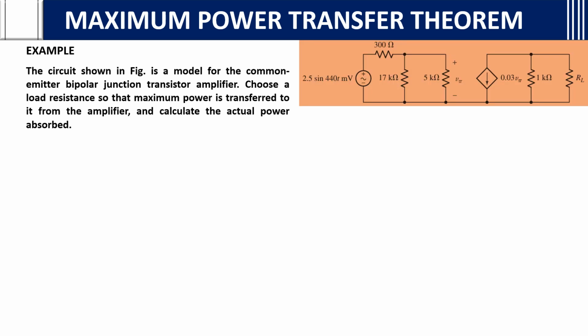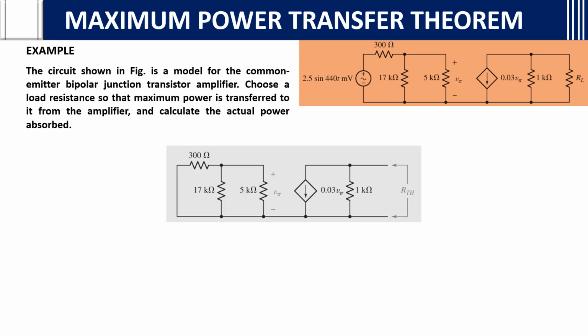The circuit shown in the figure is a model for the common emitter bipolar junction transistor amplifier. Choose the load resistance so that the maximum power is transferred to it from the amplifier, and calculate the actual power absorbed. They are asking for the maximum power transfer at this load resistance, that is for RL. What is the RL value required? What is the load resistance required so that the maximum power is transferred from the amplifier? We'll check how to do it.